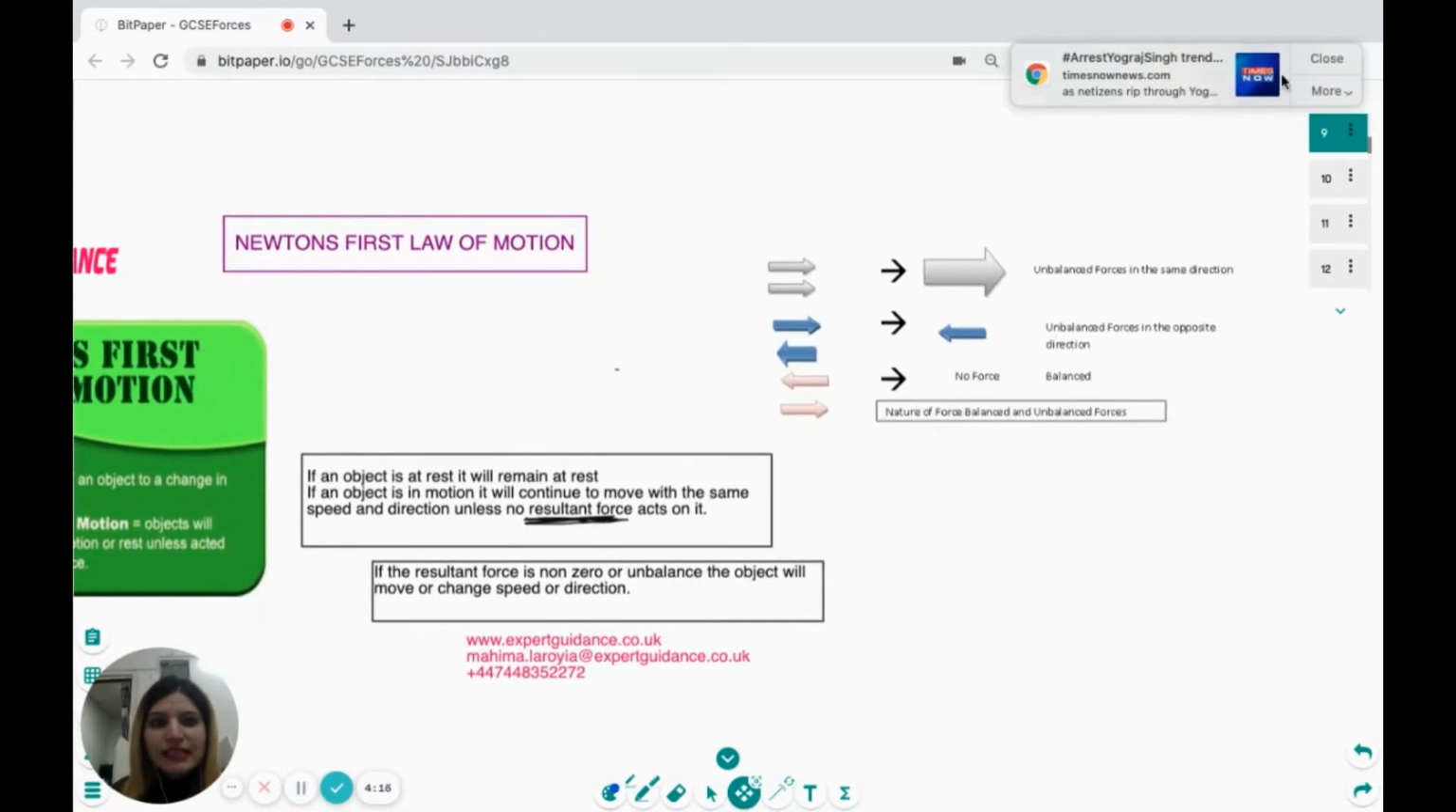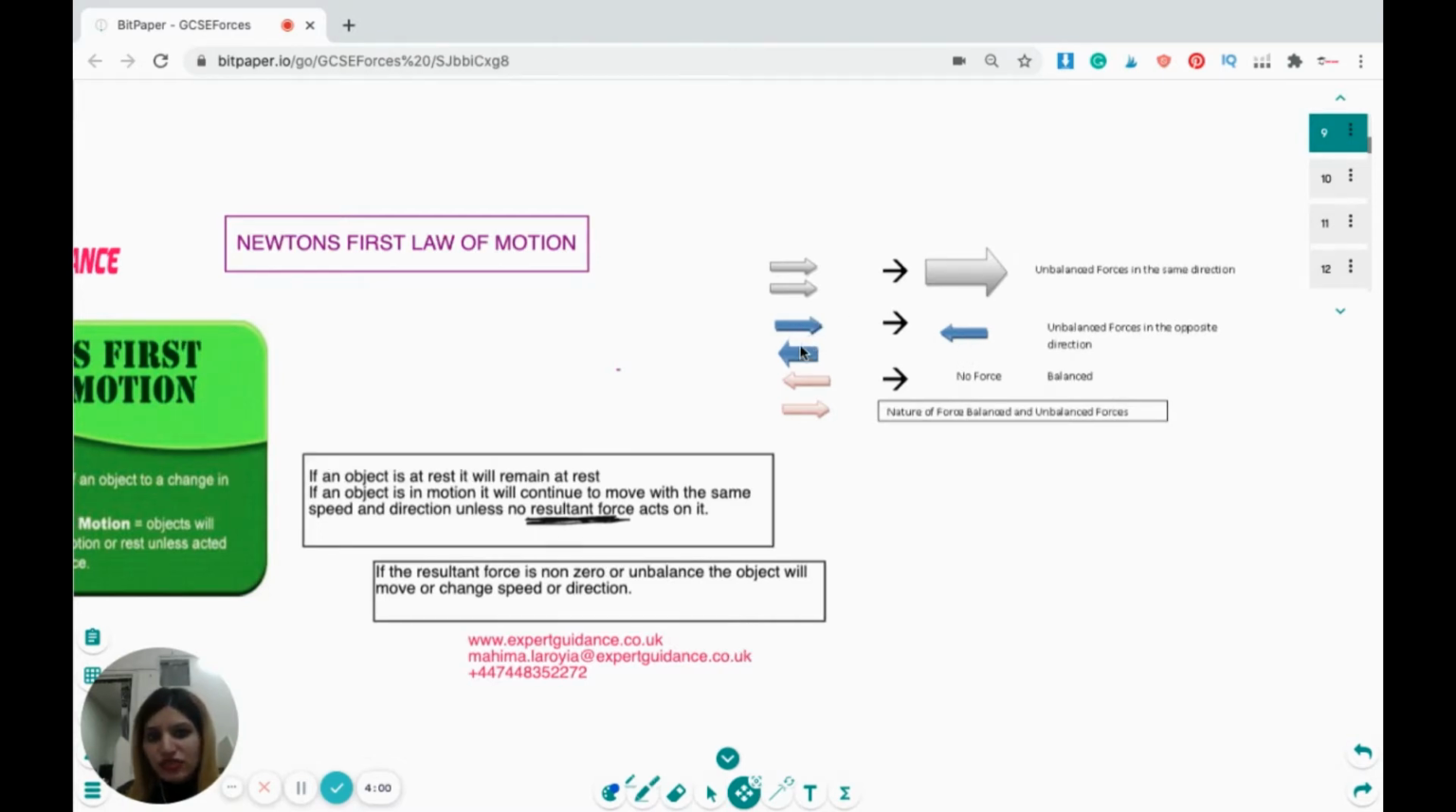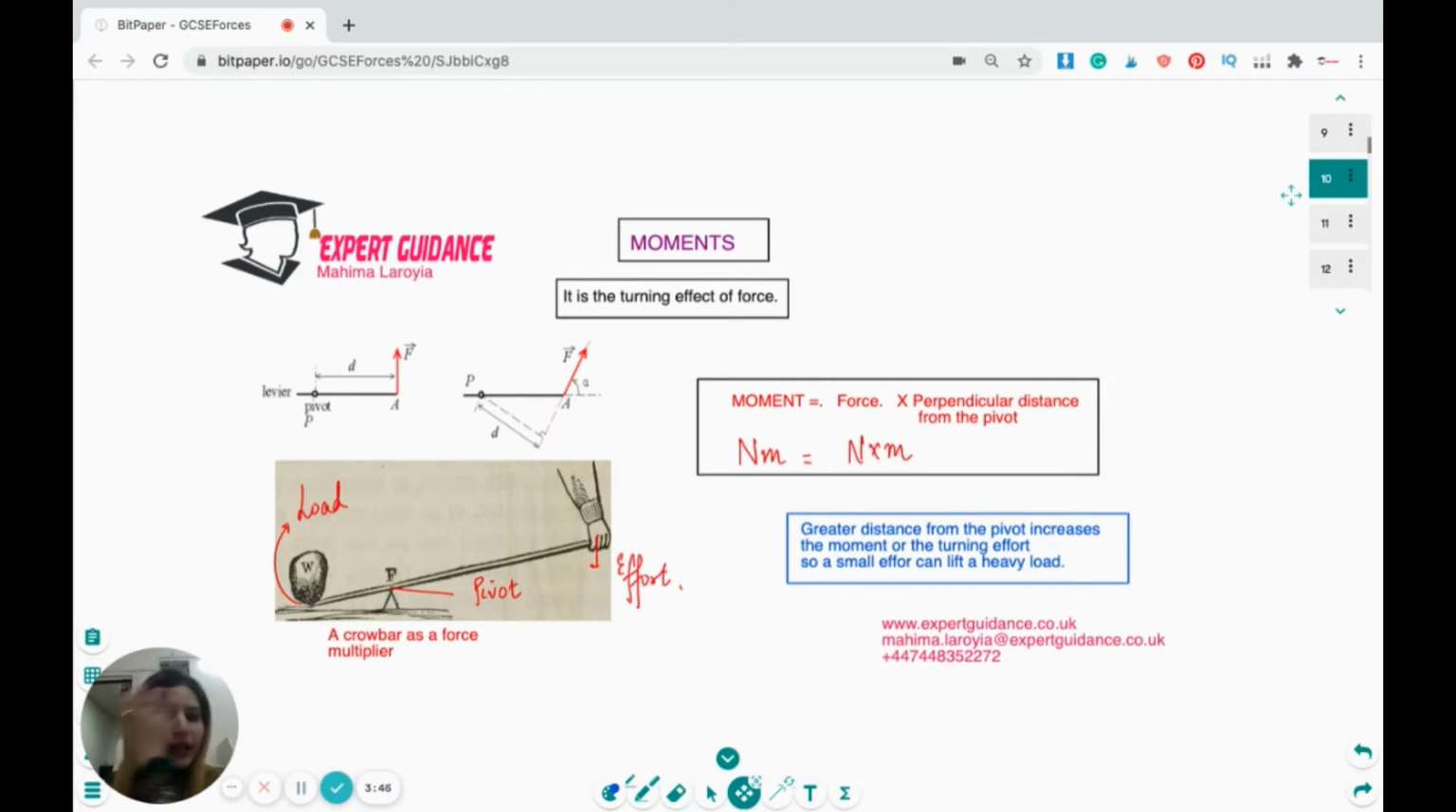So let us see in this case. I have one force to the right and two forces to the left. This is unbalanced forces in the same direction. In the second one, I have forces acting in opposite directions. So that is unbalanced force in the opposite direction. And in the third case, both forces are equal and opposite. So that is a balanced force, and the object experiences no net force. Okay, now I hope Newton's first law, which is the concept of balanced forces, and Newton's third law, which is action-reaction pairs, is clear to you.